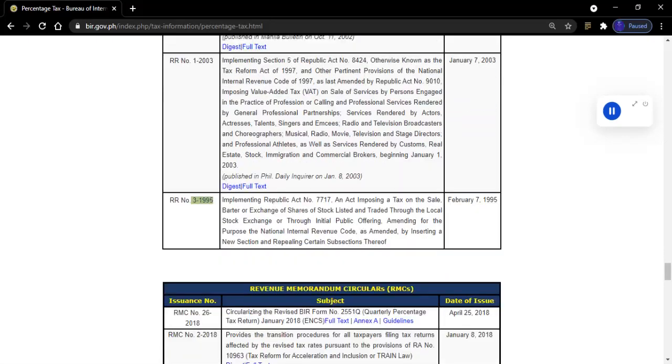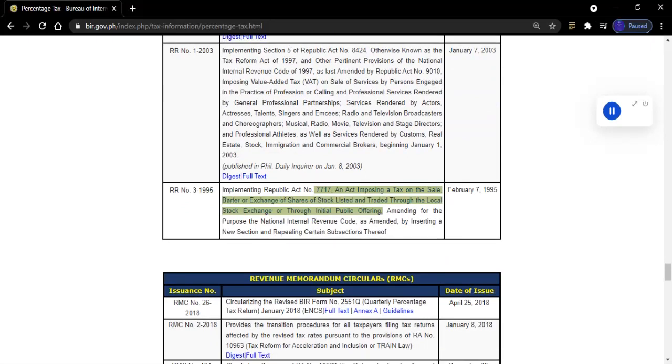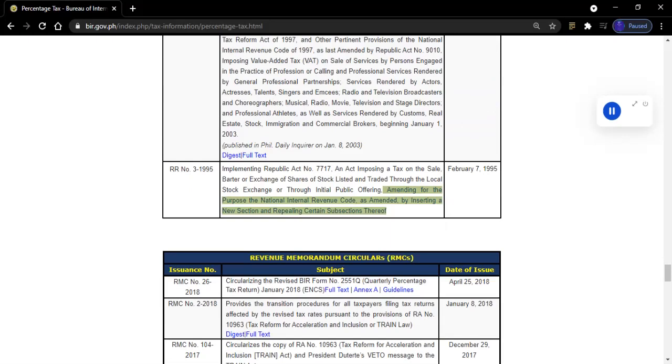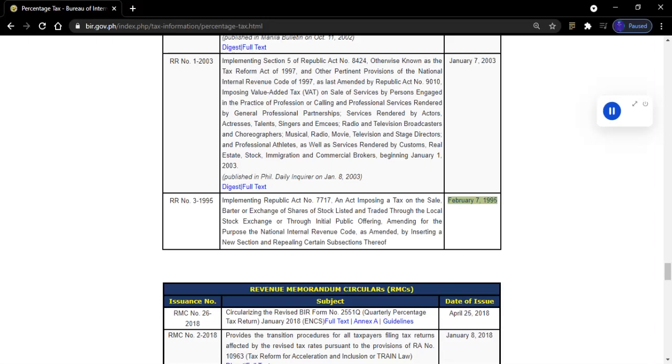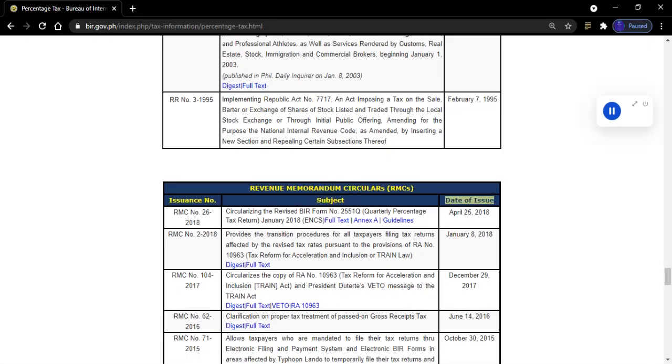RR no. 3-1995. Implementing Republic Act No. 7717, an act imposing a tax on the sale, barter or exchange of shares of stock listed and traded through the local stock exchange or through initial public offering. Amending for the purpose the National Internal Revenue Code, as amended by inserting a new section and repealing certain subsections thereof. February 7, 1995. Revenue Memorandum Circulars, RMCs. Issuance no., subject, date of issue.